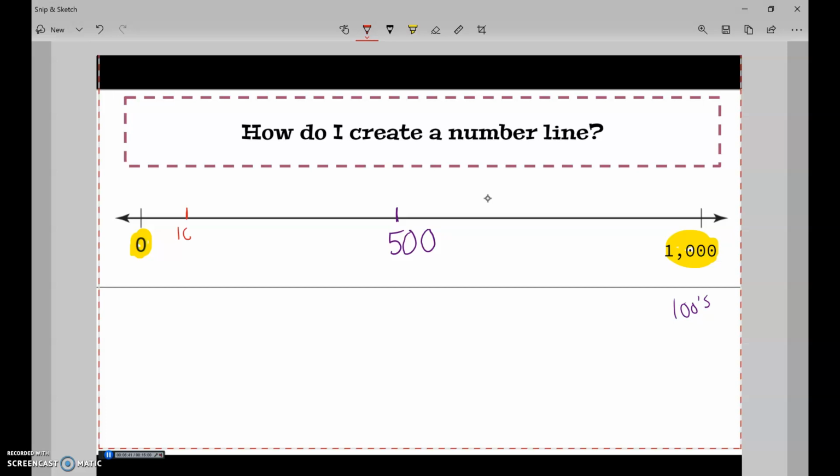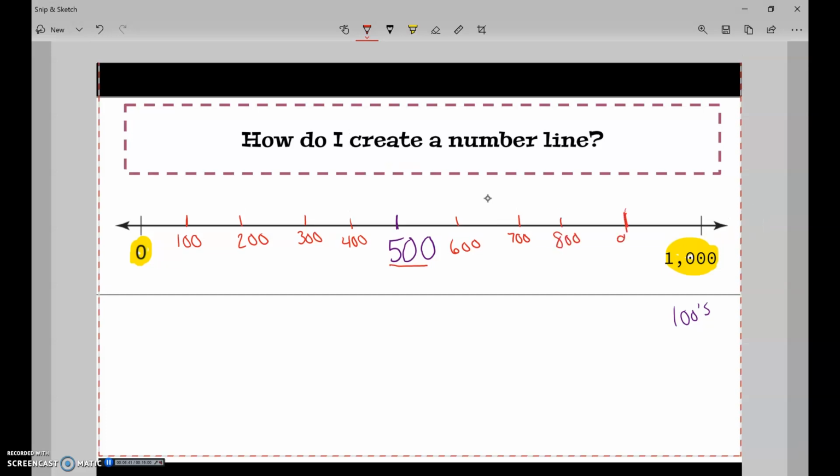So 100, 200, 300, 400. I already have 500, so I'm gonna put 600, 700, 800, and 900, and then 1,000. A little bit better.